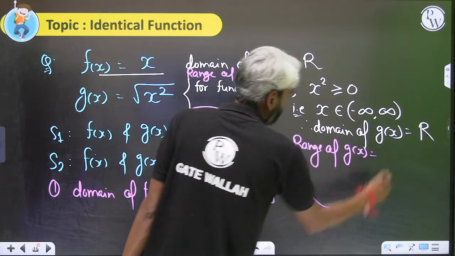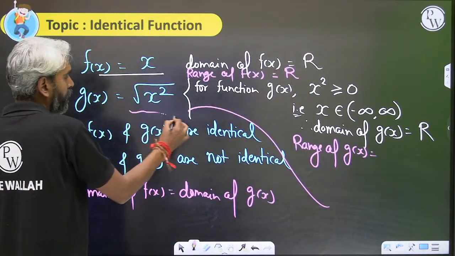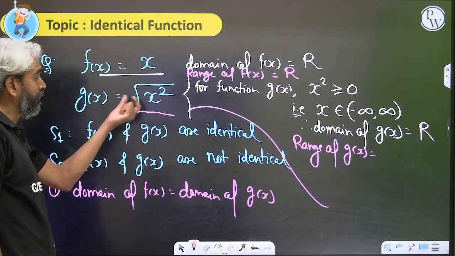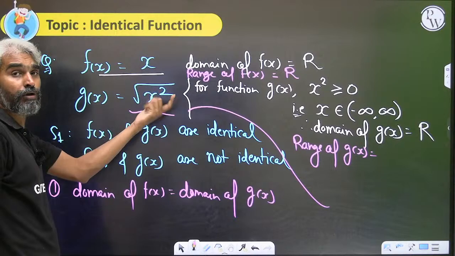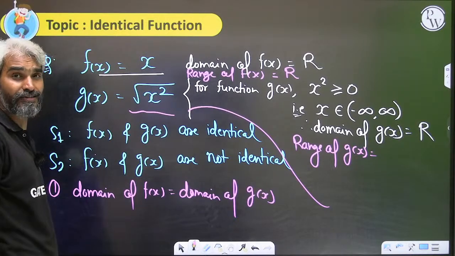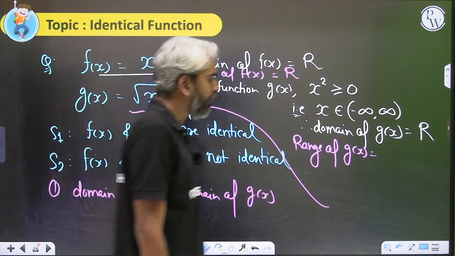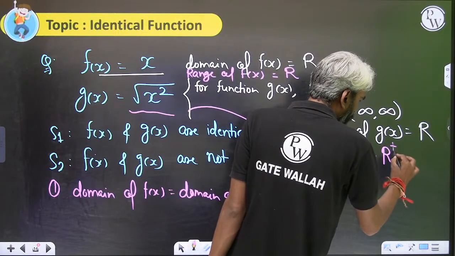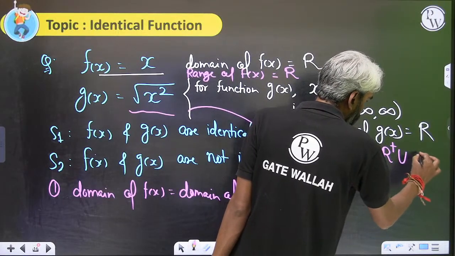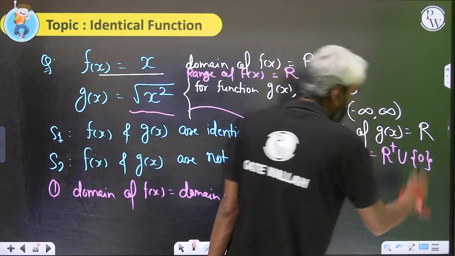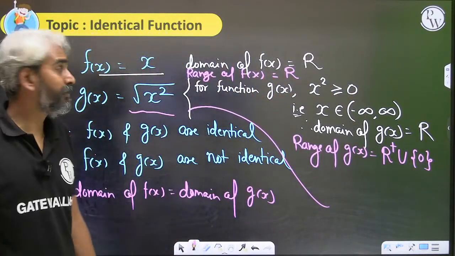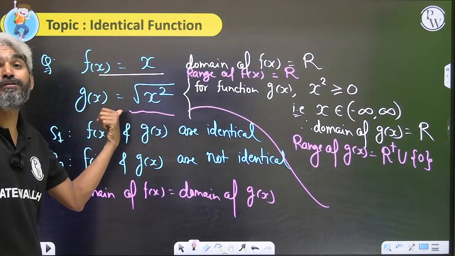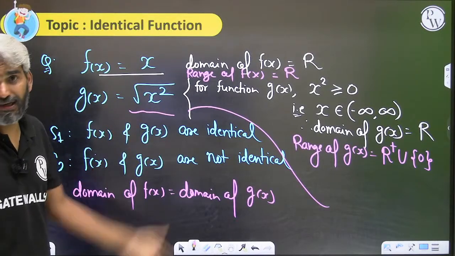Now my question is, is it possible for this square root to produce negative values? No, sir. The output of the square root of x squared will always be a positive value or 0. Therefore, the range of function g(x) will be all positive real numbers along with 0. It can produce all positive real numbers as well as 0, but it can never produce negative real numbers.